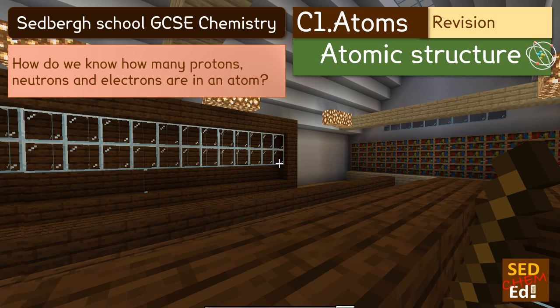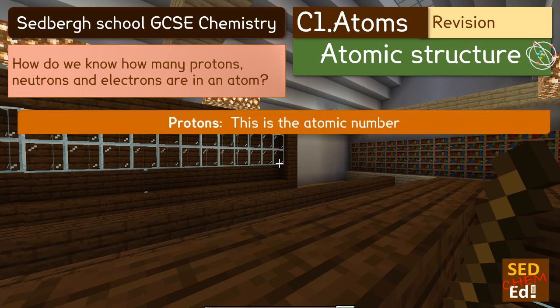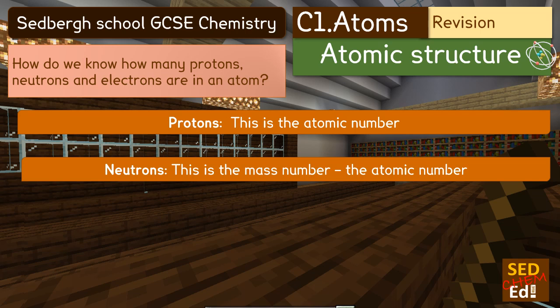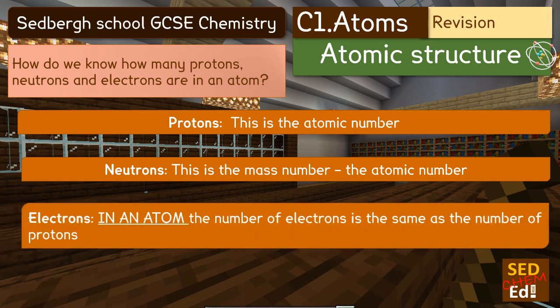So the answer to that question is we use the periodic table of elements. Protons are given to us by the atomic number. Neutrons is the mass number minus the atomic number. And to work out the number of electrons in an atom, the number of electrons is always going to be the same as the number of protons.